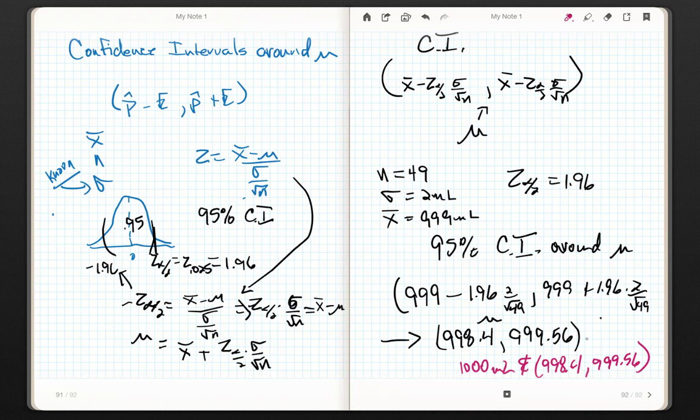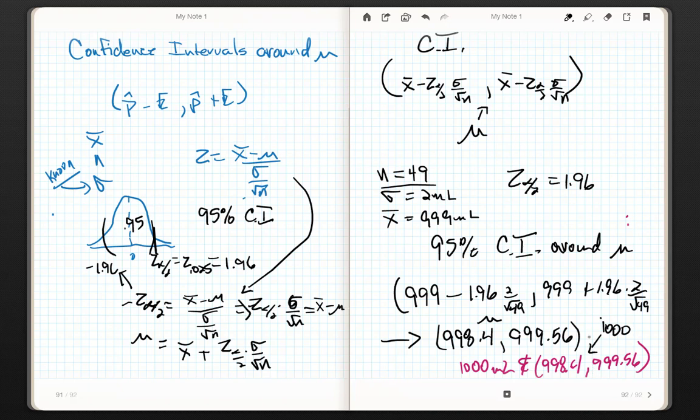This is another way that you can test a claim. If I randomly, remember, it has to be from a random sample, grab 49 Pepsi bottles and I test them, I pour them into a graduated cylinder, and then I build a confidence interval around it, the fact that 1,000 milliliters isn't in this confidence interval should raise concerns.